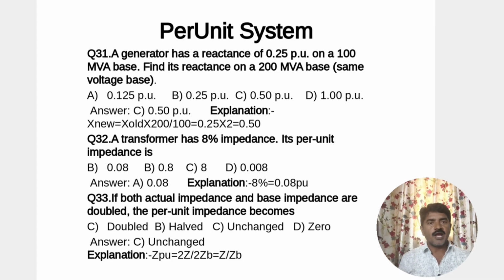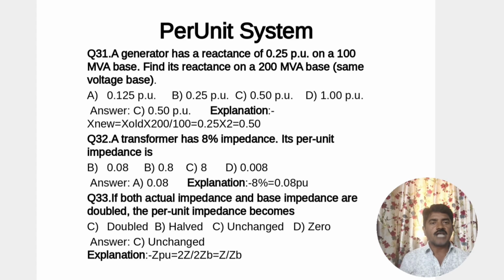32. A transformer has 8% impedance. Its per unit impedance is, actually the formula is, all of you know, percentage given, that value divided by 100. So 8 by 100 is called 0.08. Here A is the answer.